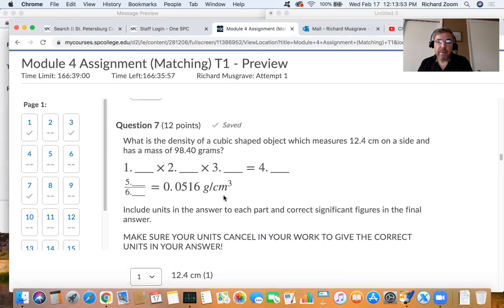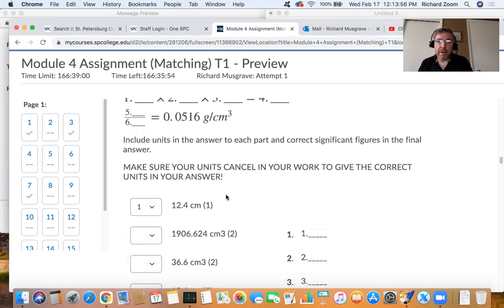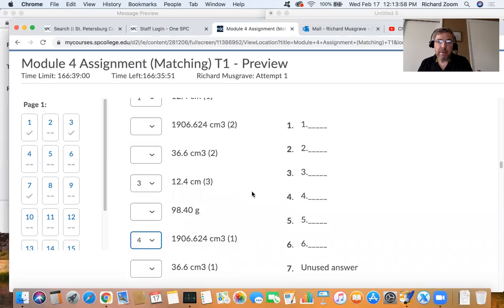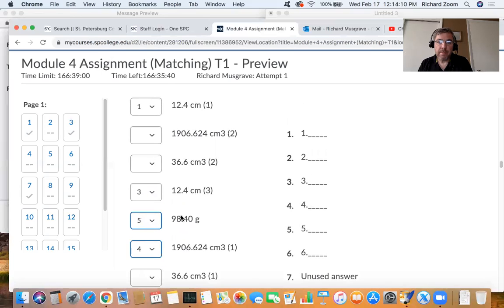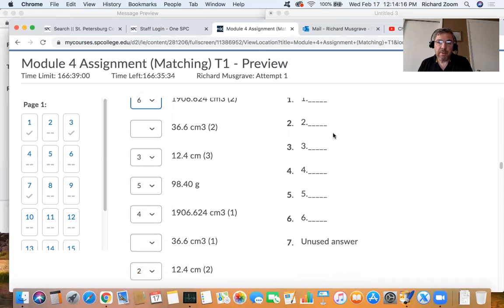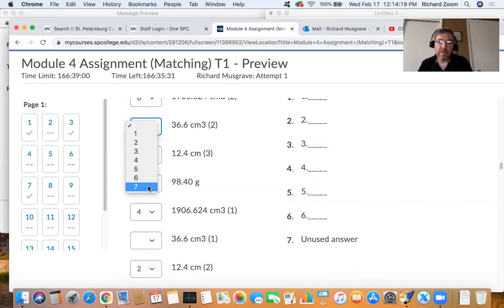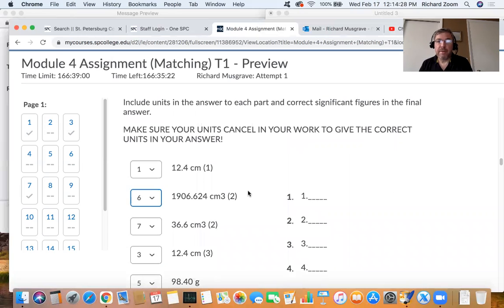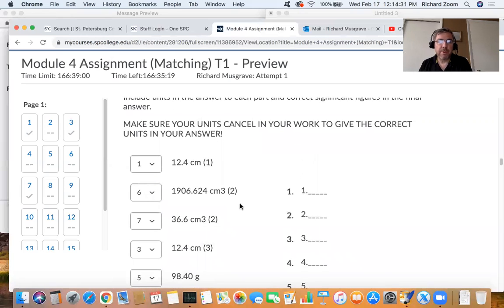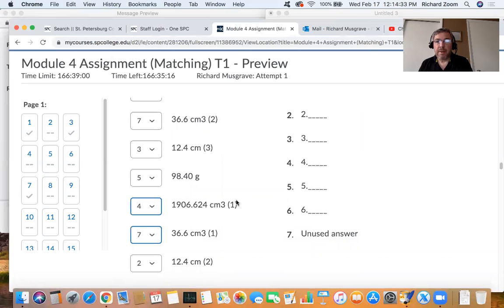And then to get the density, it'll be the mass divided by the volume. The mass here is given as 98.40 grams, so that's going to be number 5. And then number 6 will be the second instance of the volume, which is going to be here. So you've got the number 2 next to it. And the rest of these are going to be unused answers, so I'll put 7. These were all answers that were never used. So you put in 7s for each of those. That's the unused answer option. That's how you would do something like that.